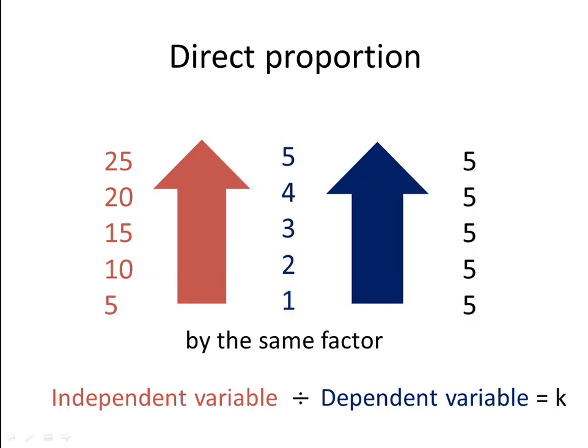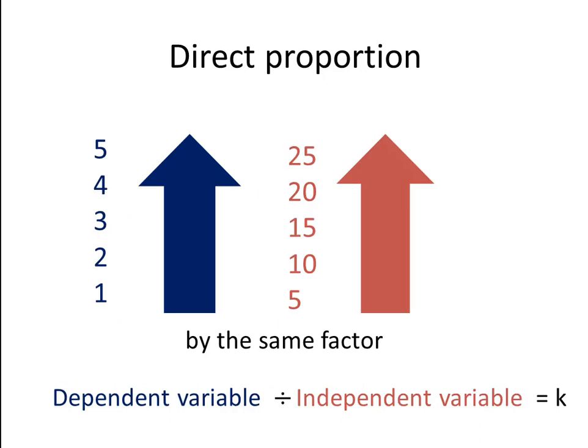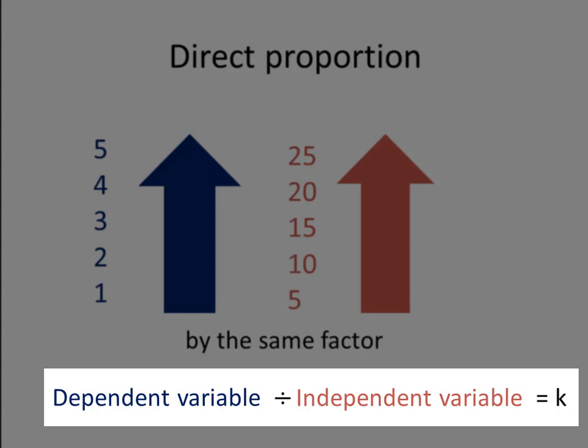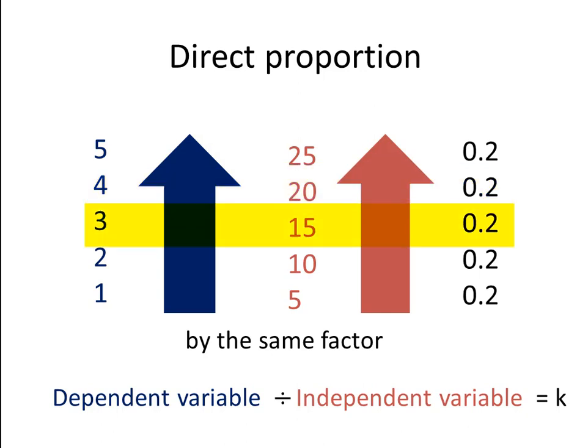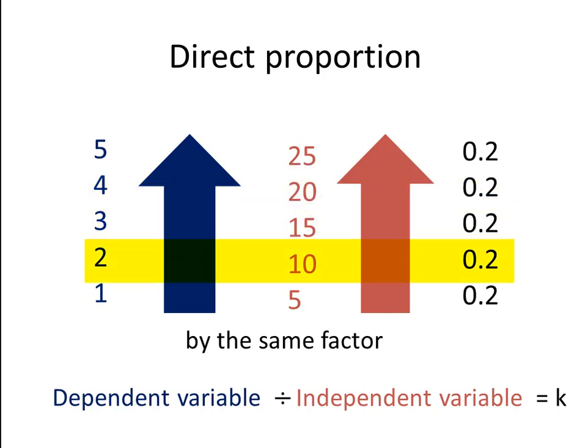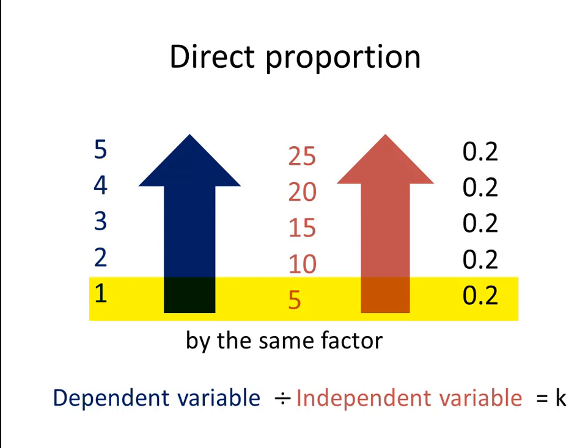But now it's important to realize that we could do it the other way round as well. You see here, all I've done is I've swapped the dependent and independent so that I've got the dependent first and the independent second, because now I want to divide the dependent by the independent. And you will see you still get a constant, not the same constant as what you got when you did it the other way around, but still a constant. 5 divided by 25, what does it give you? 0.2. 4 divided by 20, 0.2. 3 divided by 15, 0.2. 2 divided by 10, 0.2. 1 divided by 5, 0.2.